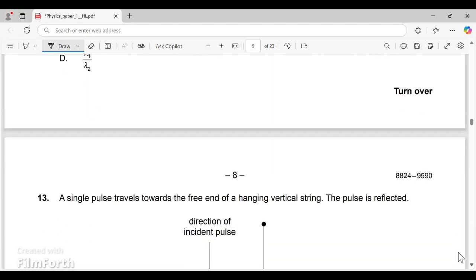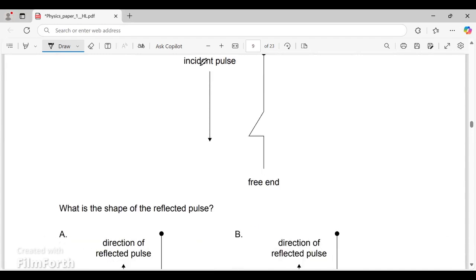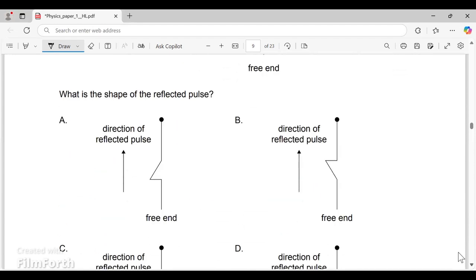Next question. A single pulse travels towards the free end of a hanging vertical string. The pulse is reflected. The direction of the pulse is one, the direction is downward. What is the shape of the reflected pulse? The solution is this one, towards upwards.